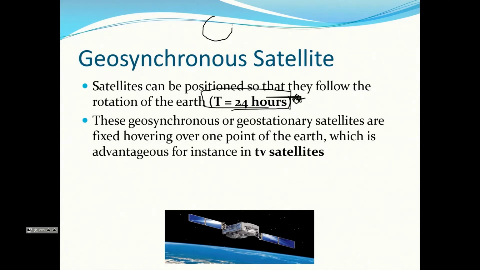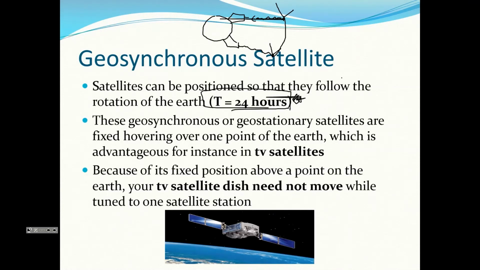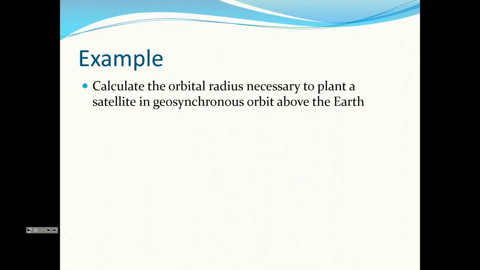satellites, right? Because if this is the Earth, this is my house here, and this is my satellite dish, and this is my satellite out in space. Ooh, look at that. It beams that signal right down. So when the Earth rotates and my house is over here later in the day, well, if that satellite didn't stay over that one spot, it wouldn't beam down to my house in the same spot. So it needs to be over the same spot at the same time so we don't have to move our satellite dishes. So because of its fixed position above a point on Earth, your TV satellite dish need not move while tuned into one station.